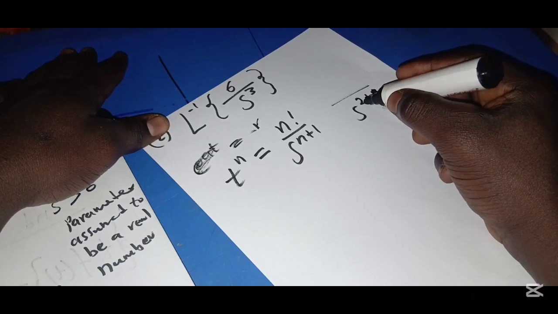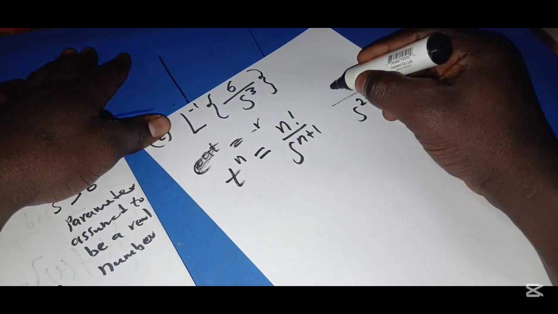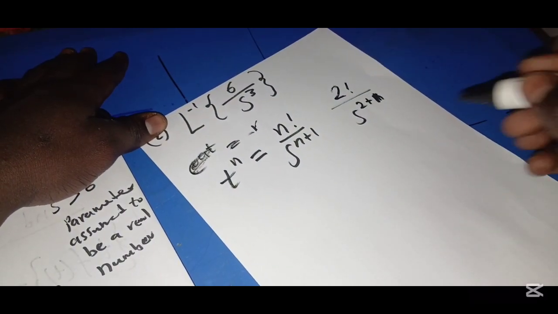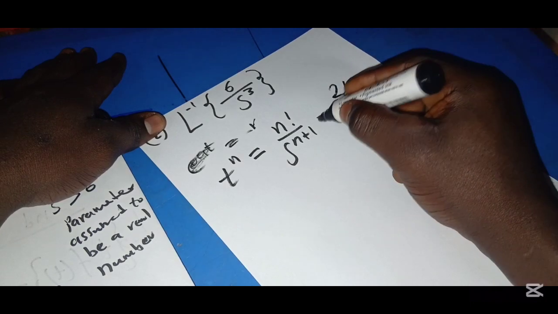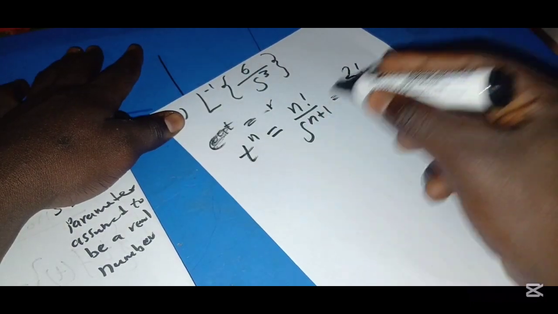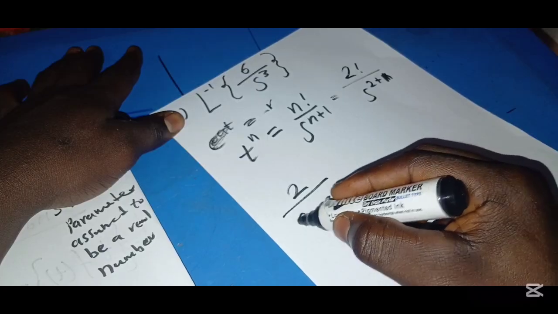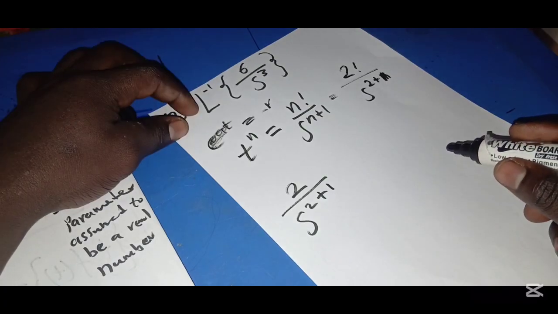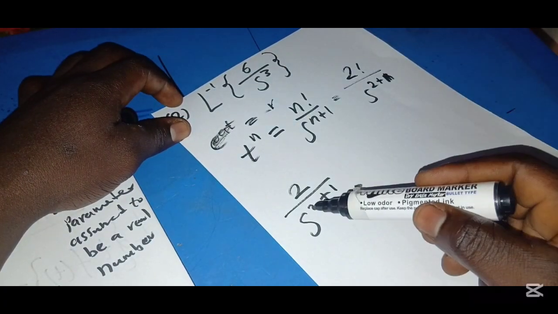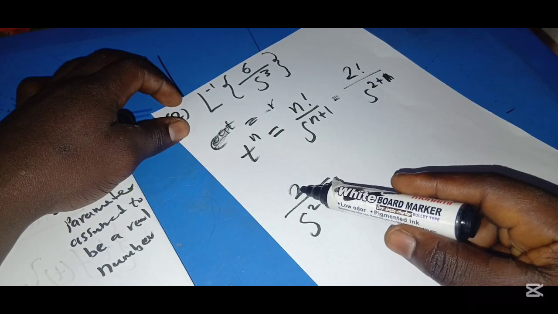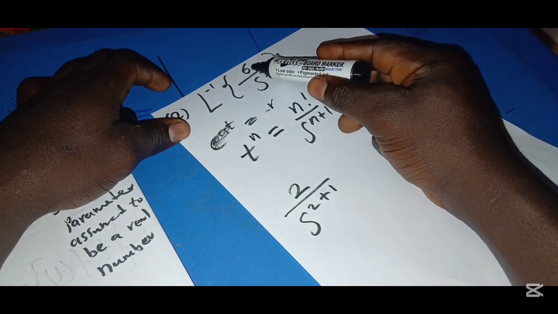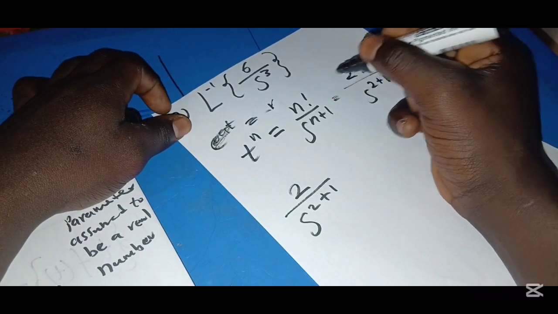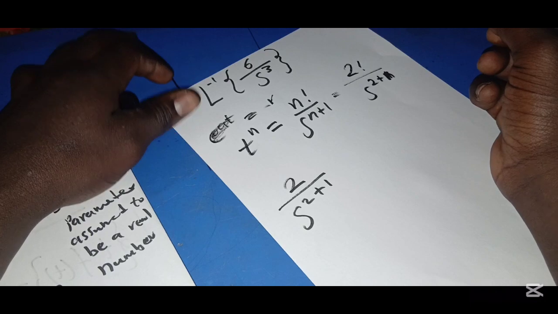So if my n is 2, the numerator should be 2 factorial, right? And 2 factorial is the same as 2 times 1, which is 2. So 2 out of s to the power 2 plus 1. So in actual sense, it's supposed to be the Laplace inverse of this function. But now that my numerator is not the same as the numerator in the given problem, I have to also work that out before I can take the inverse Laplace transform.